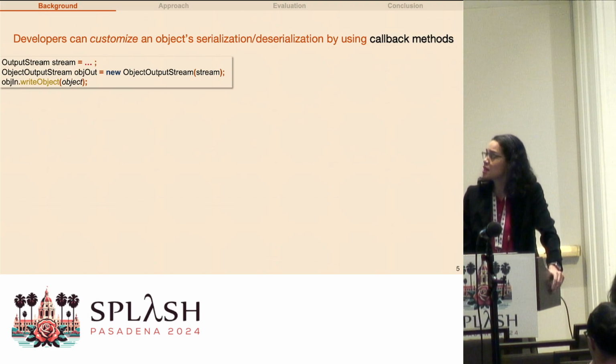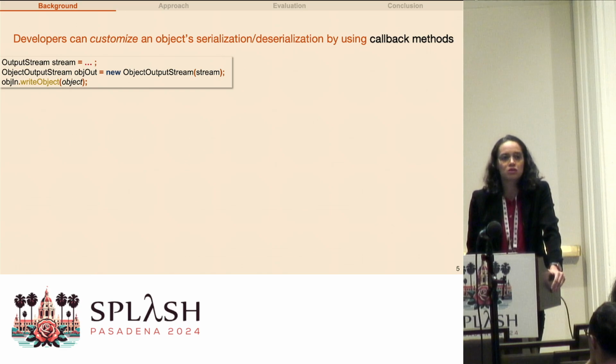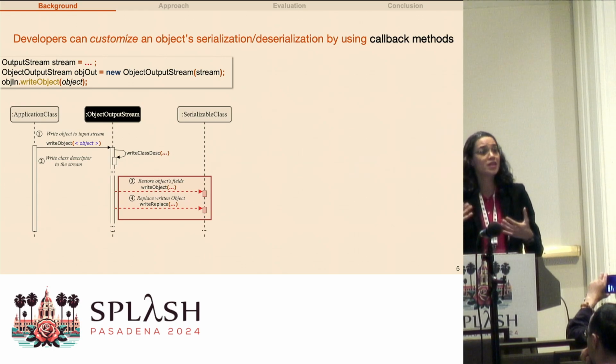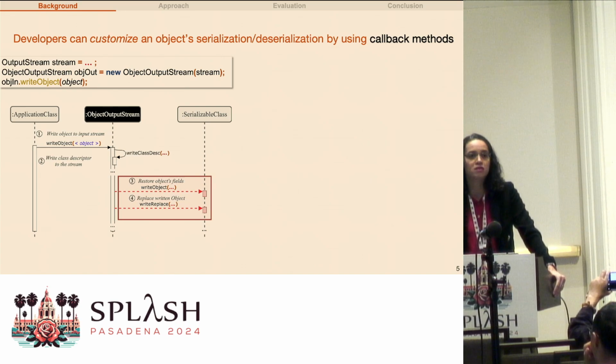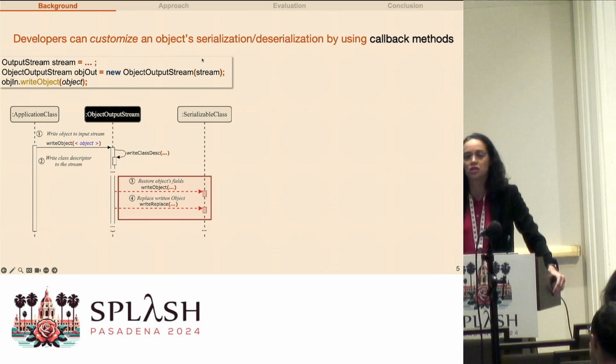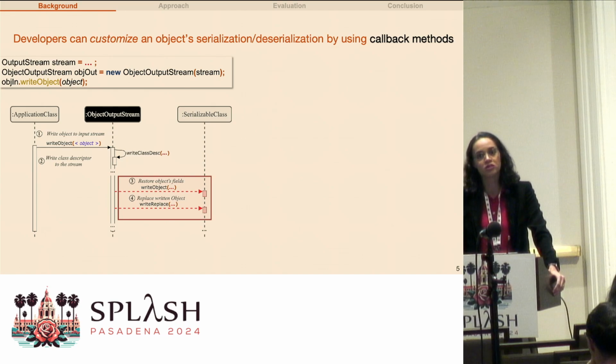So for example, let's take a look at Java. When you're writing an object in Java, you use the class called ObjectOutputStream. When you use this class, the object that you're saving as a stream of bytes has to be serializable, so it has to implement the Serializable interface. And if the class of that object implements callback methods called writeObject and writeReplace, these methods are invoked when that object is being saved.